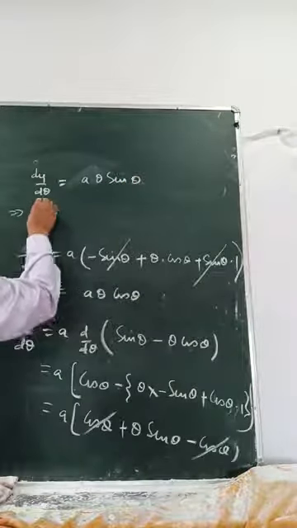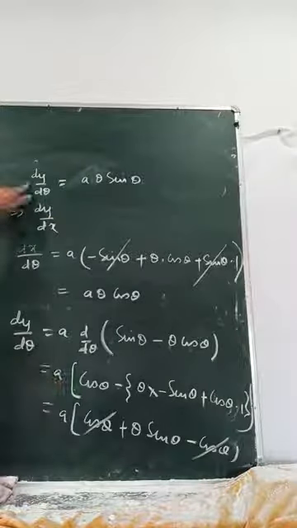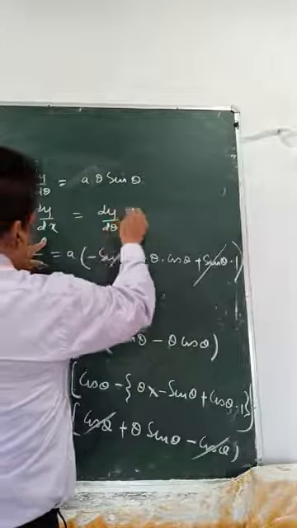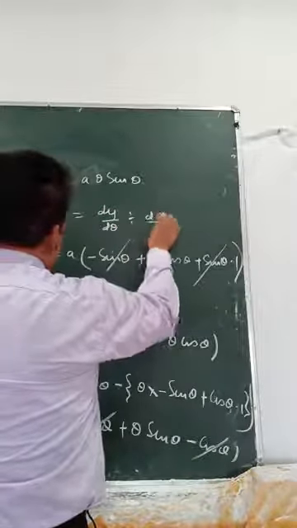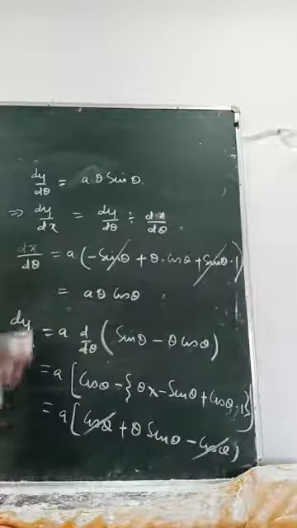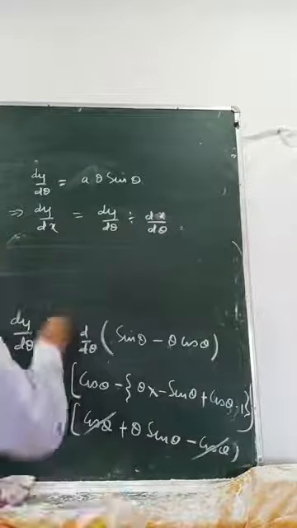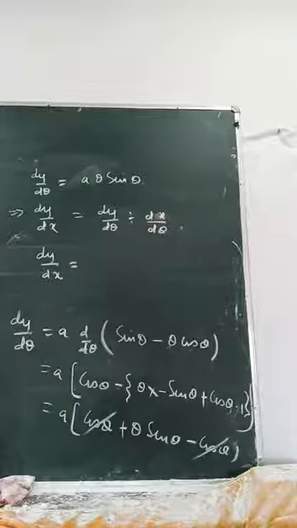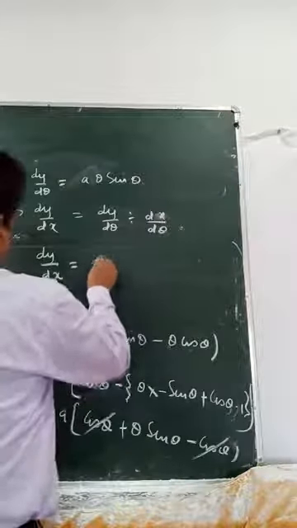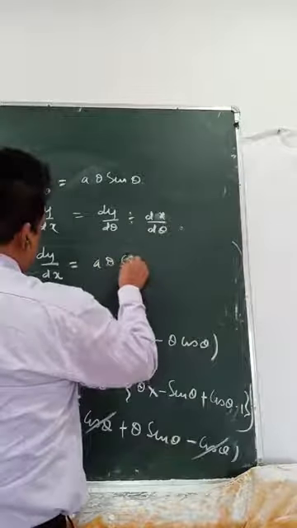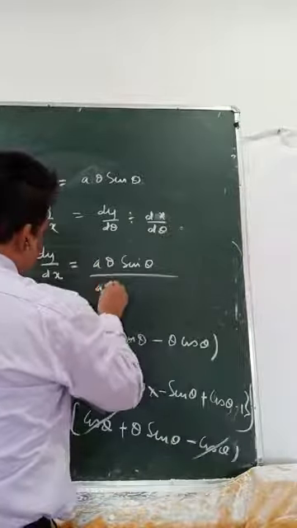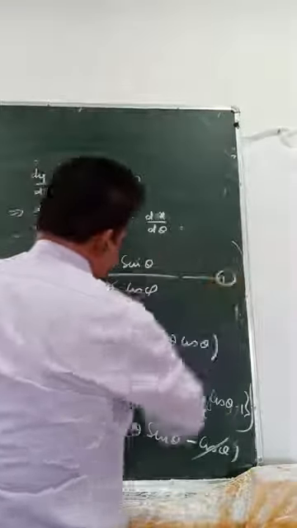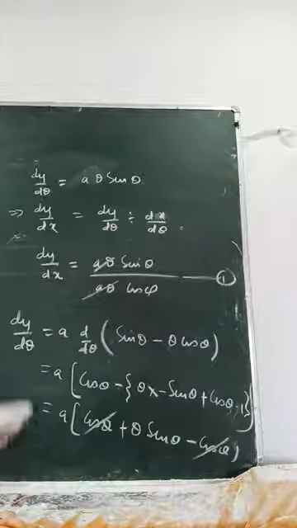So what is dy by dx? Dy by dx equals dy by d theta divided by dx by d theta. Finally you are getting dy by dx equals a theta sin theta over a theta cos theta. Cancel this. Don't write it as tan. Keep it like this. I'll tell you why, because we need it in the calculation. Okay.